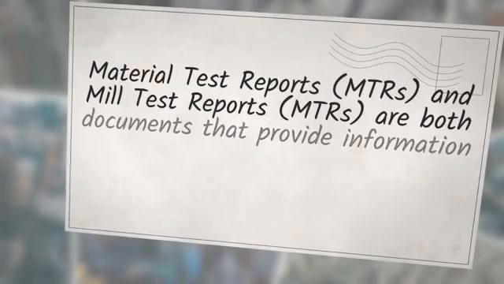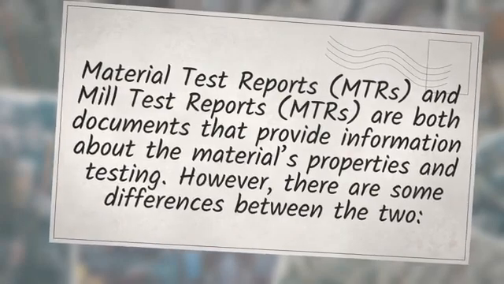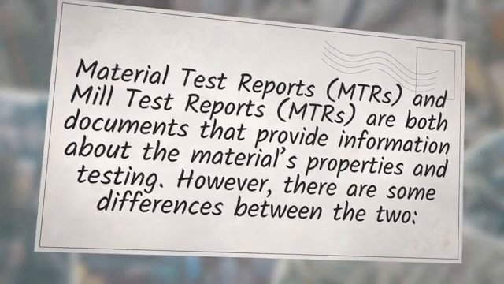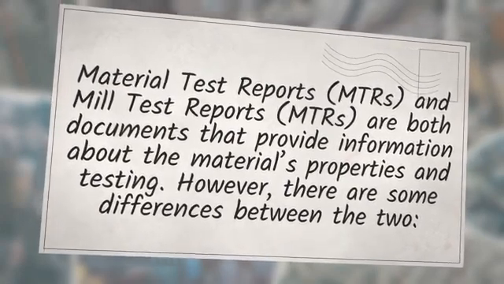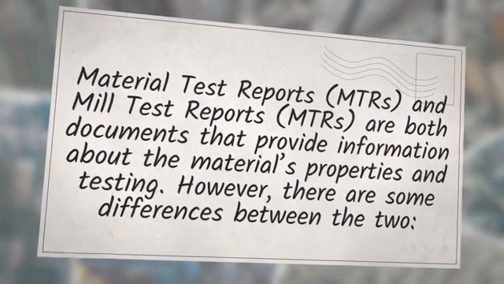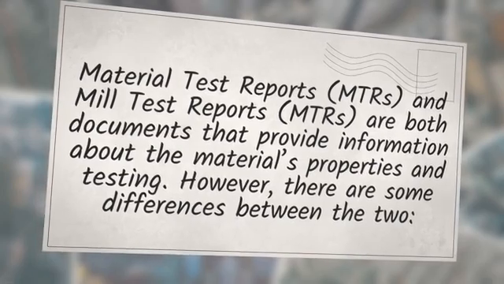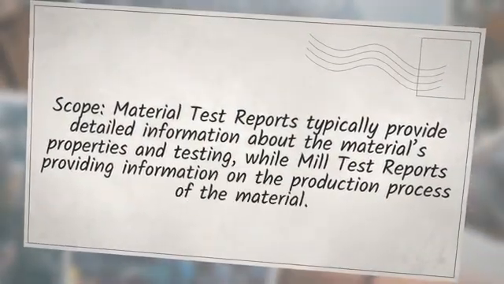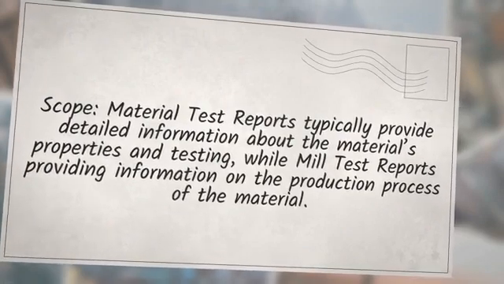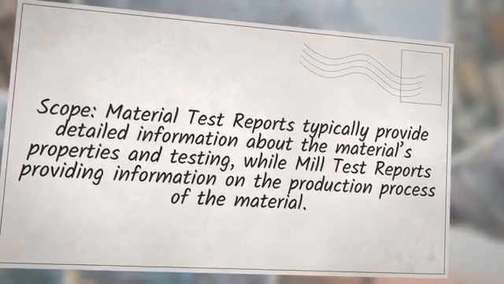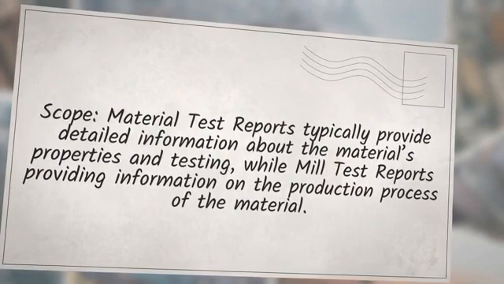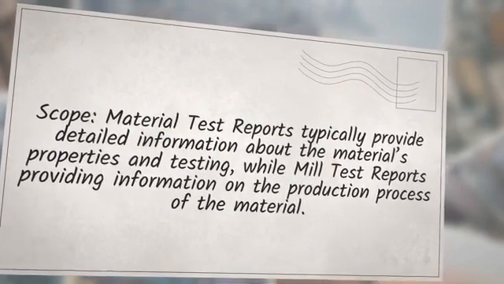Material test reports, MTRs, and mill test reports, MTRs, are both documents that provide information about the material's properties and testing. However, there are some differences between the two. Scope. Material test reports typically provide detailed information about the material's properties and testing, while mill test reports provide information on the production process of the material.